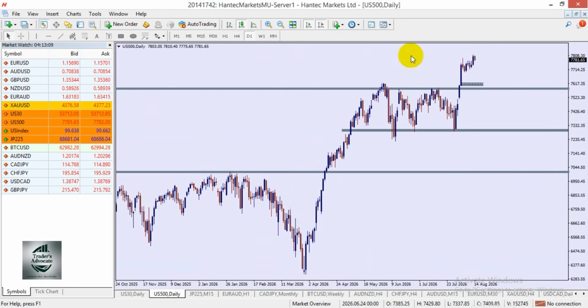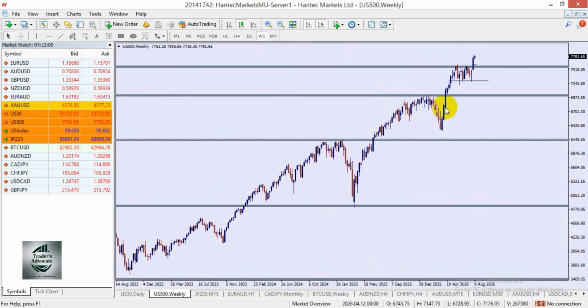The S&P 500, we are anticipating a reversal all the way to the downside. At least price will come in for a retest of this nearest support bounce here before pushing all the way to the upside. Why are we anticipating a reversal all the way to the upside?